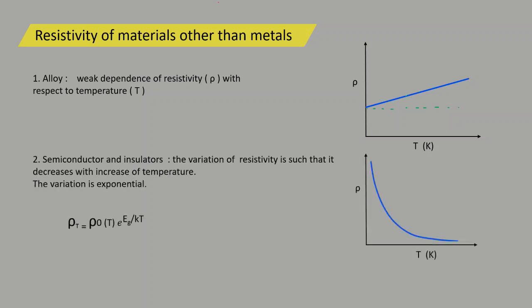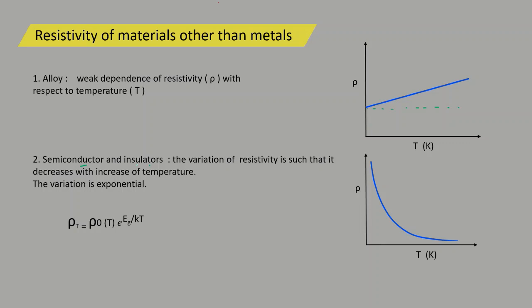And next we come to semiconductor and insulators. They show an exponential decay graph. This says that as temperature increases, resistivity decreases, both for semiconductor and for insulator. So as we increase the temperature of the substance, more electrons will be allowed to pass, both for semiconductor and insulator.